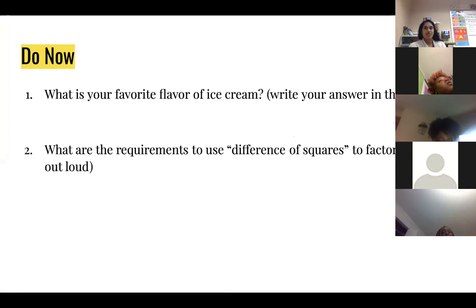Cookies and cream. Type that in the chat. Got raspberry, vanilla, strawberry. Cookies and cream, cookie dough. I love that too. Cookies and cream.